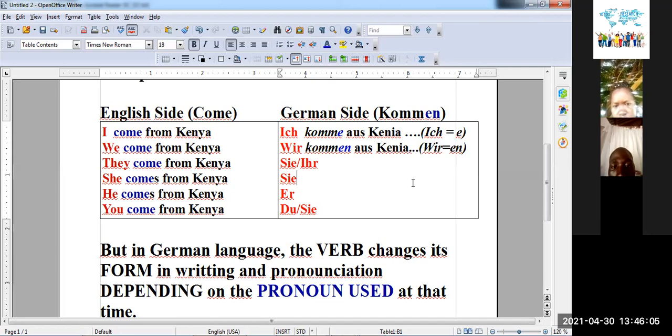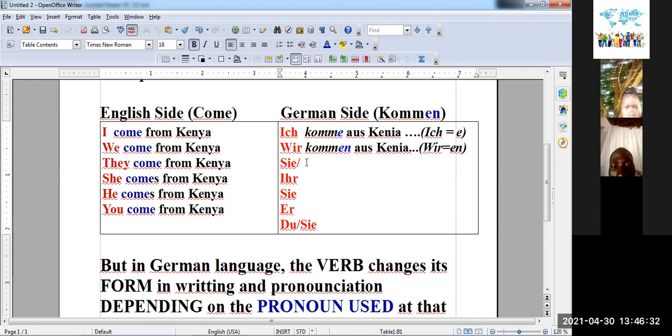Now, here, sie, I'm going to split them, okay? They, you can use sie, or you can use ihr. This one is called ihr. Let me split them, and I'm going to put stars so that you know that they are together.